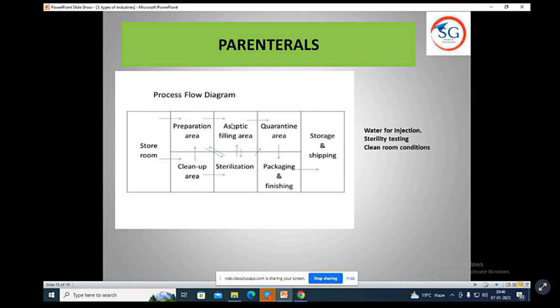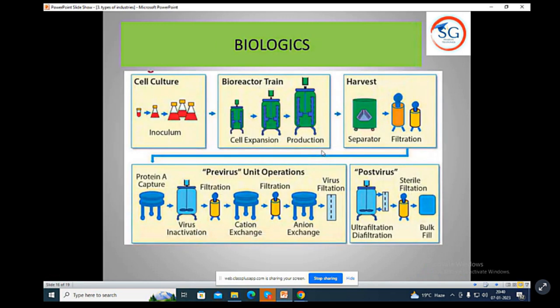Now after the filling area, it will come to the quarantine area, where it will be stored until the result of the vials is obtained. Once all the results are within the specifications, secondary and tertiary packings of the vial will be done, and then sent to the finished store warehouse, and then finally sent for shipping after QA approval. This is regarding parenterals. Next, another type of formulation is called biologics.